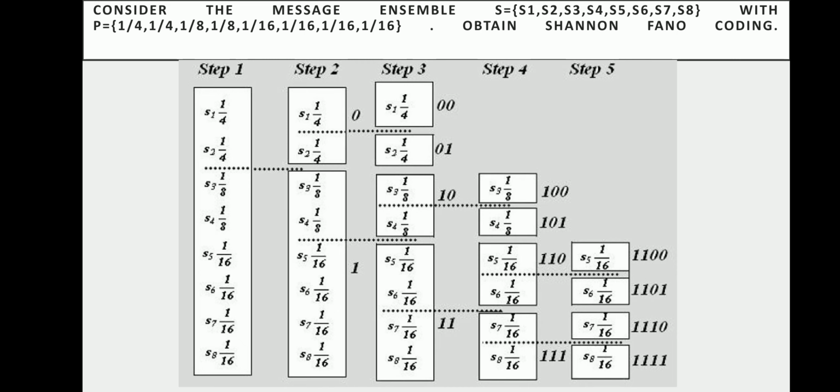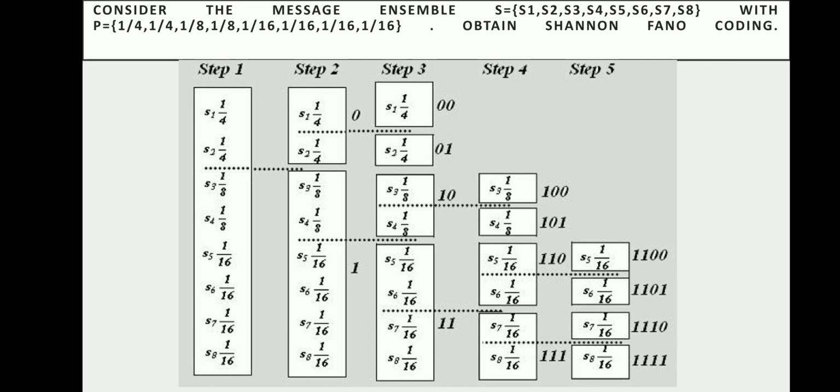Here we have messages S1 to S8 as the symbols with probabilities 1/4, 1/4, 1/8, 1/8, 1/16, 1/16, 1/16 and 1/16. We need to find the Shannon Fano coding for these symbols. First step, we need to write the symbols according to the decreasing order of their probabilities. We can see here that in the question itself the probabilities are in decreasing order, so there is no need for any rearrangement of the source symbols.